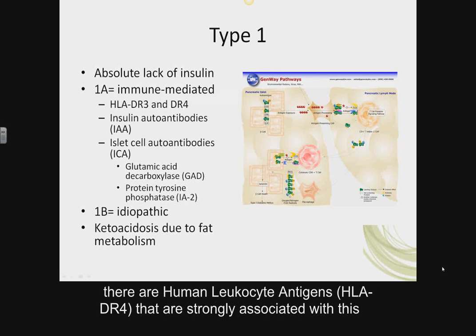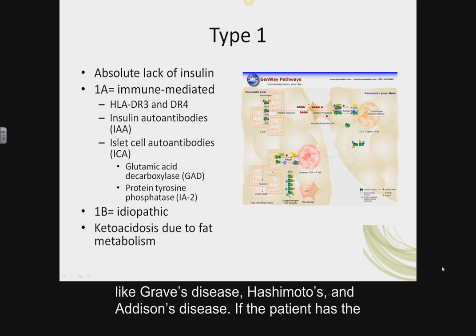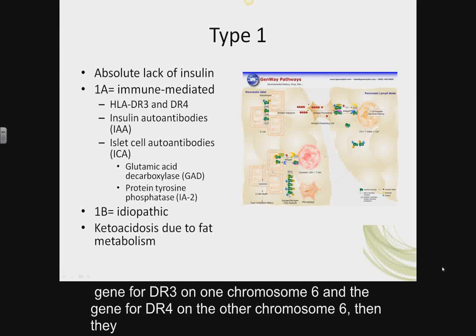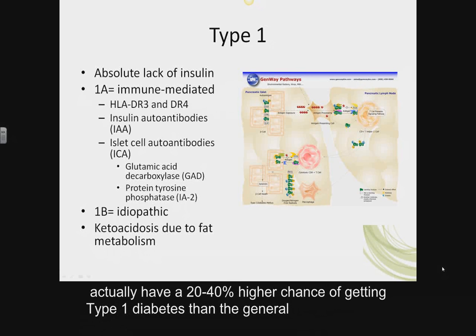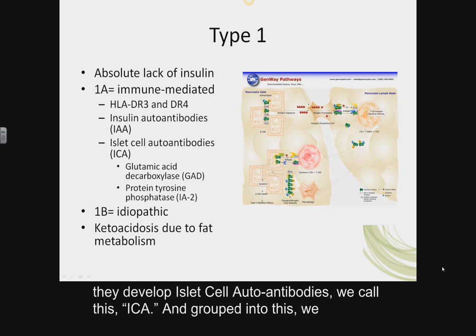Now, it turns out that there are human leukocyte antigens, or HLA, DR4, that are strongly associated with this phenomenon, and HLA DR3 markers are also associated with diabetes and other autoimmune disorders like Graves' disease, Hashimoto's, and Addison's disease. If the patient has the gene for DR3 on one chromosome 6 and the gene for DR4 on the other chromosome 6, then they actually have a 20 to 40% chance higher of getting type 1 diabetes than the general population.